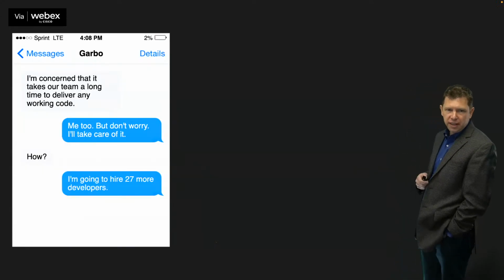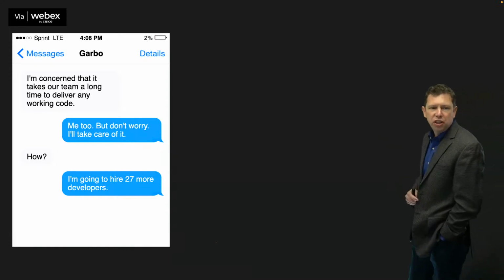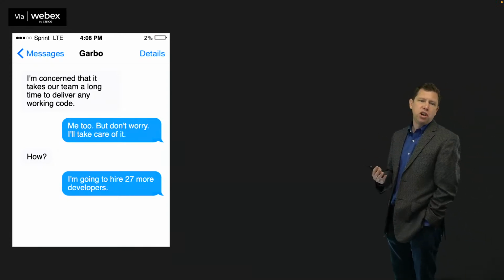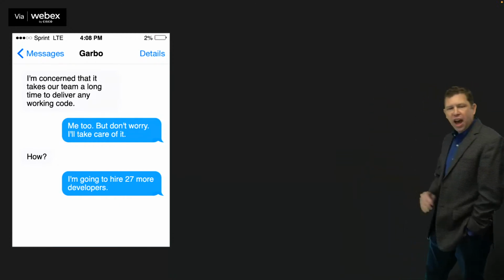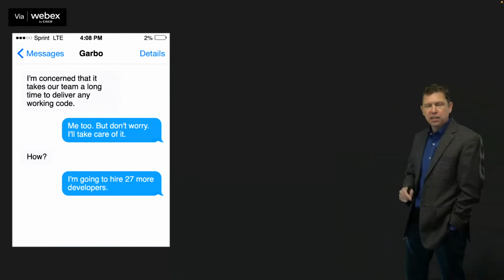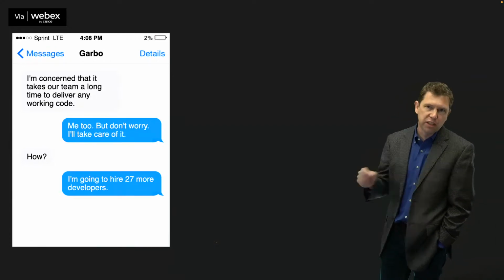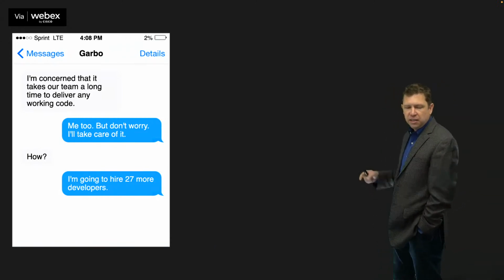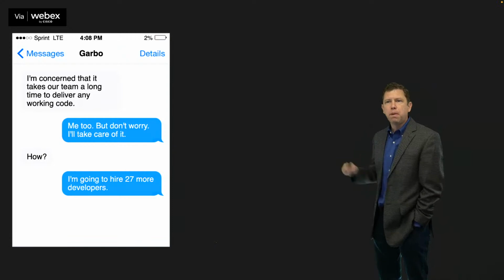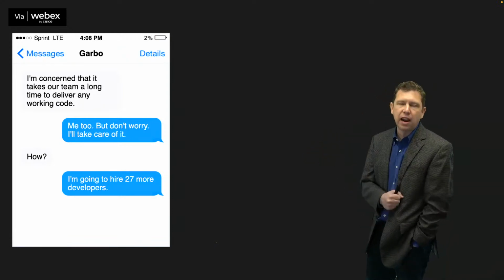So here's an example. We've got Garbo talking here. I'm concerned that it takes our team a long time to deliver working code. And somebody says, me too, but don't worry, I'll take care of it. How? Well, I'm going to hire 27 more developers, because obviously having more people will fix the problem of being able to deliver working code more rapidly. This is very rarely actually the case, but this feels so good, right? It feels like I'm doing something because I hired more people.